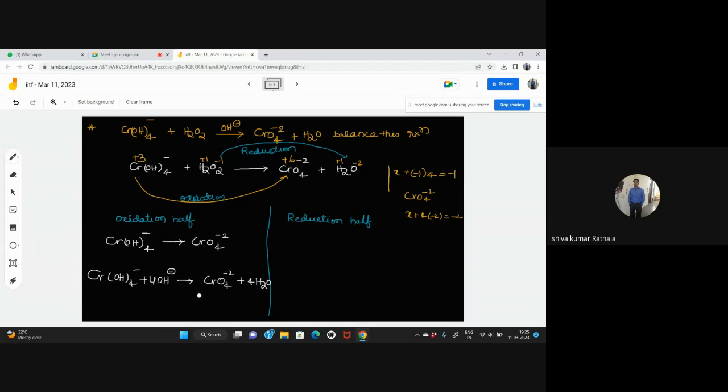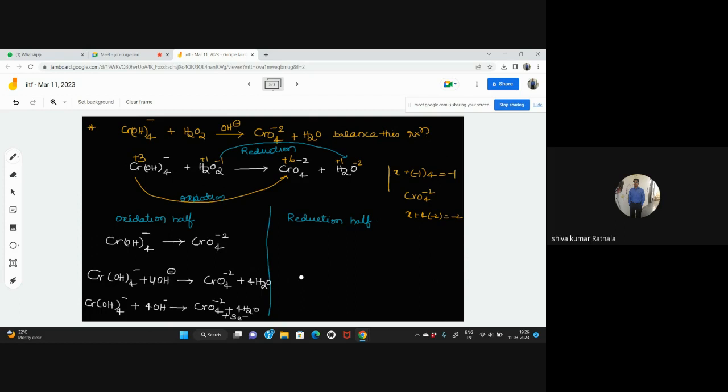Okay. Now what we need to do? Next we need to balance the charge. Cr(OH)4 minus plus 4OH minus, how many charges on the left side? Minus 5, no? So it gives CrO4 2 minus plus 4H2O plus 3 electrons. So this is the charge balance.